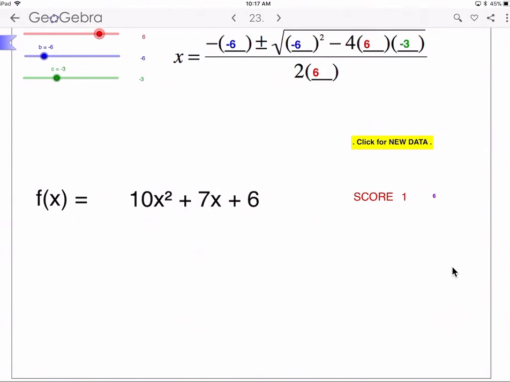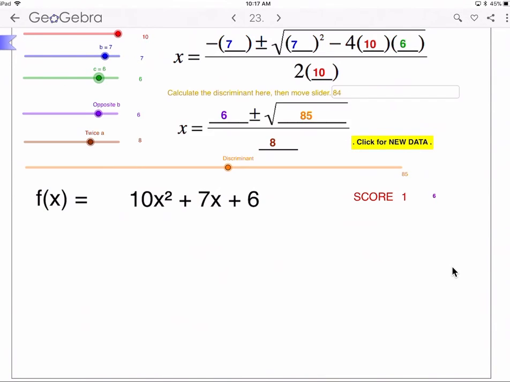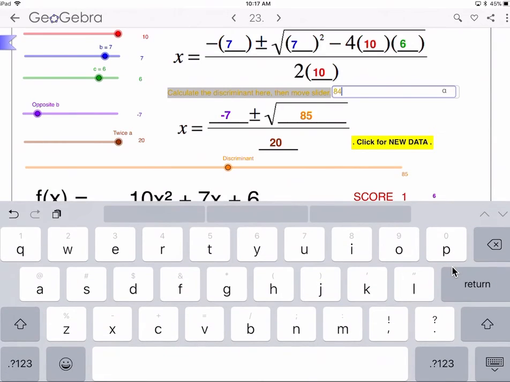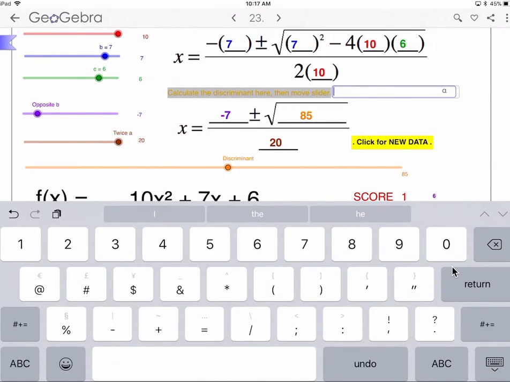I'm moving my slider to 10 for A. I'm moving my B slider to 7. And the C slider to 6. I get the new pop-up, and at this point the opposite of B is going to be -7, and twice A is going to be 20, and I now need to calculate what's under the radical, and I'm going to enter it just as I see it.